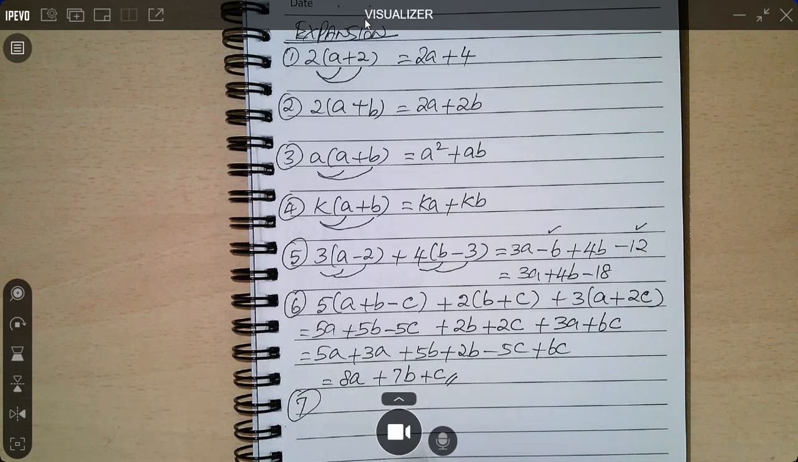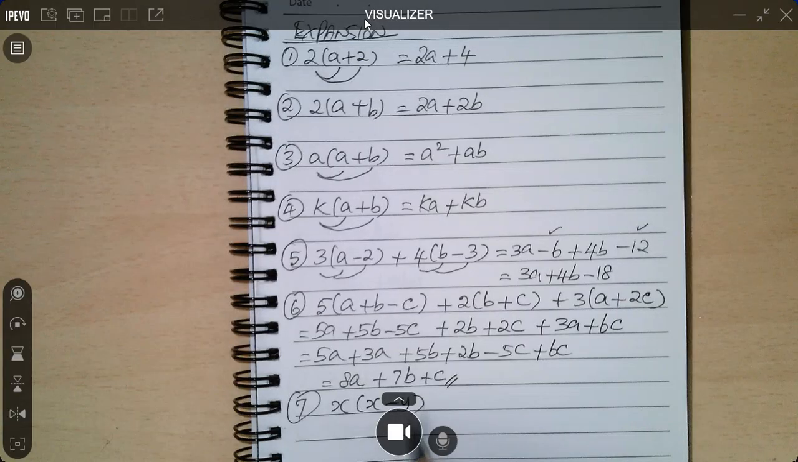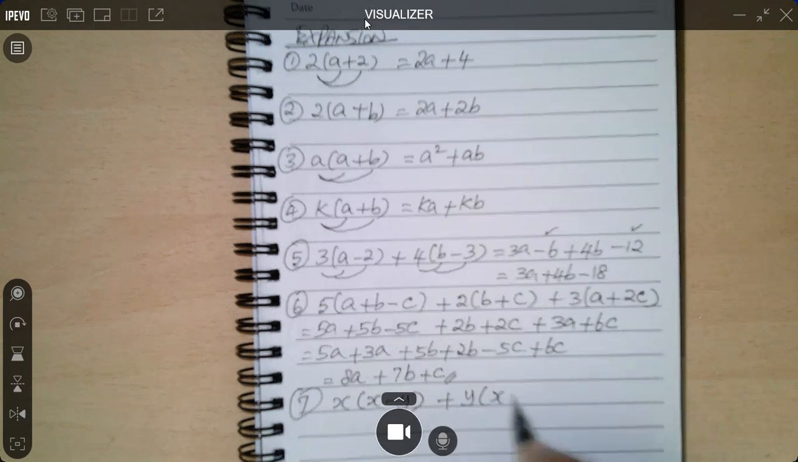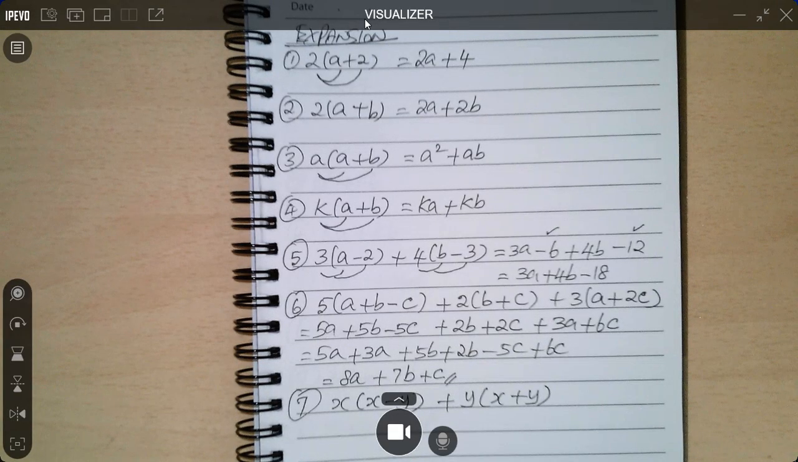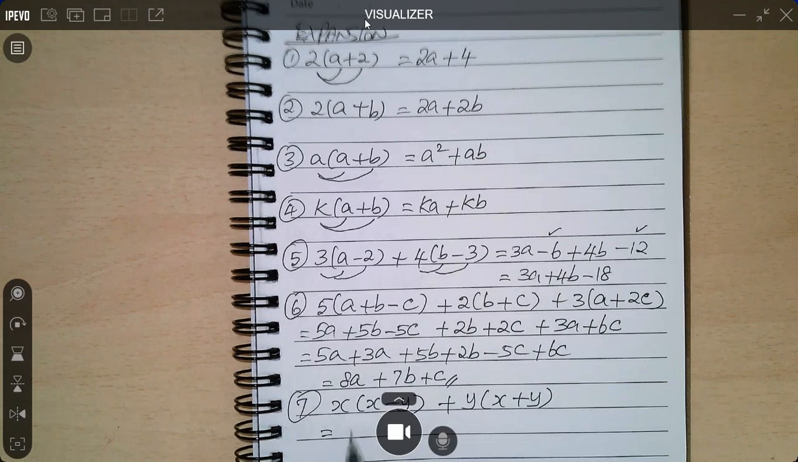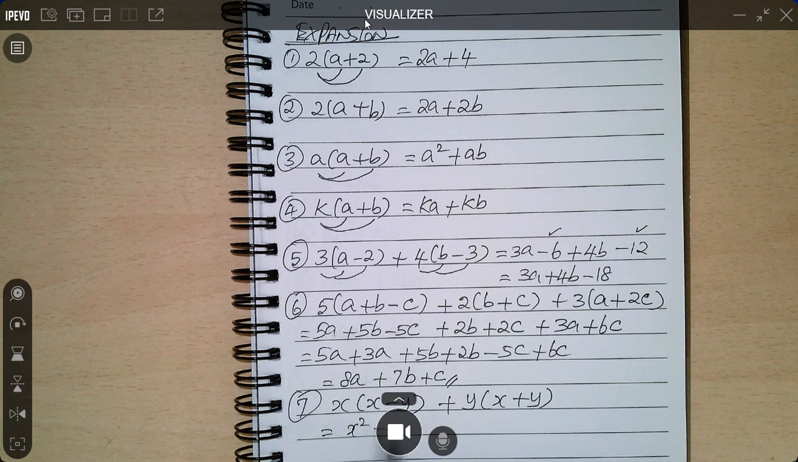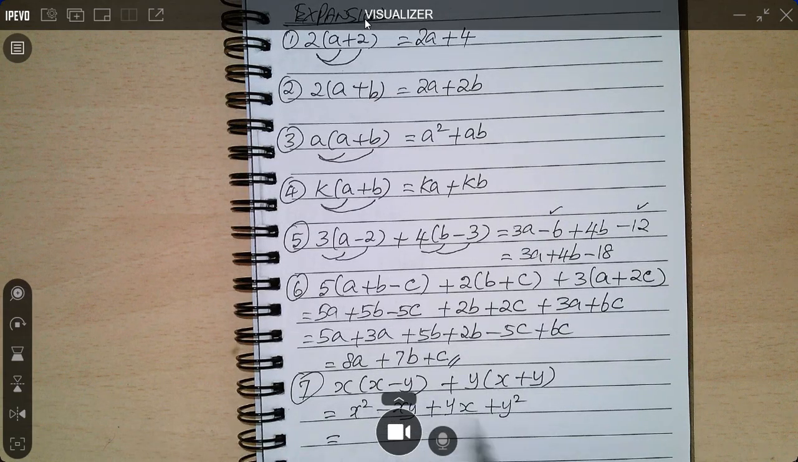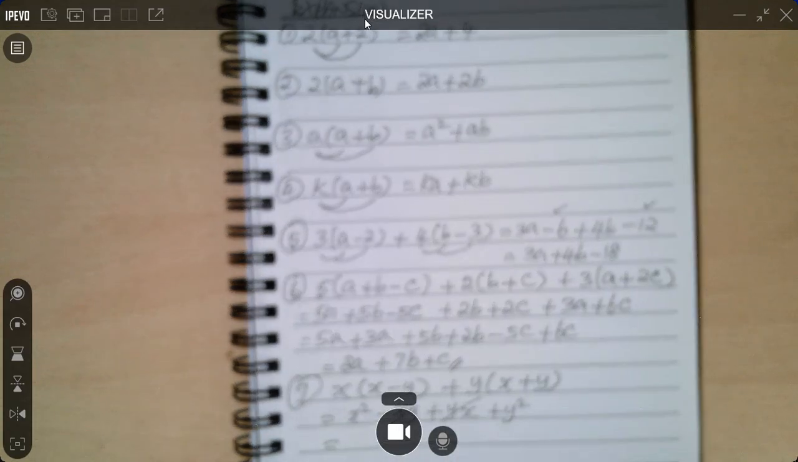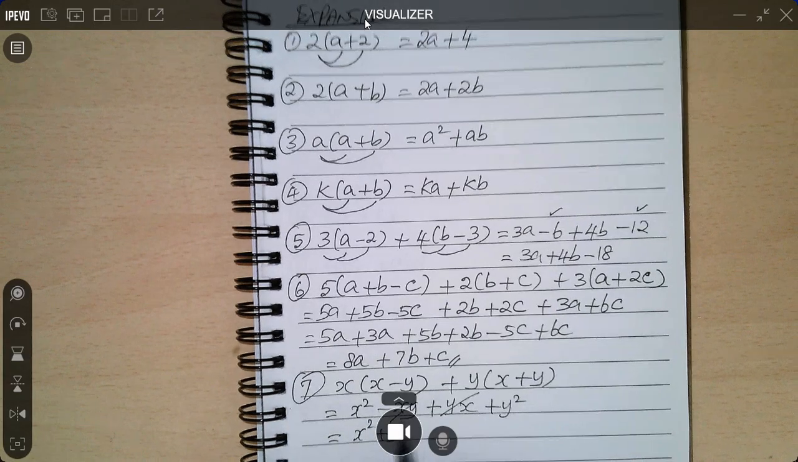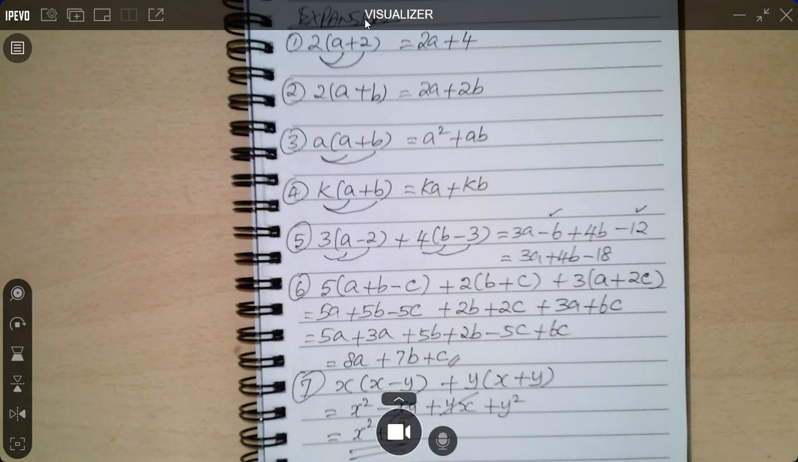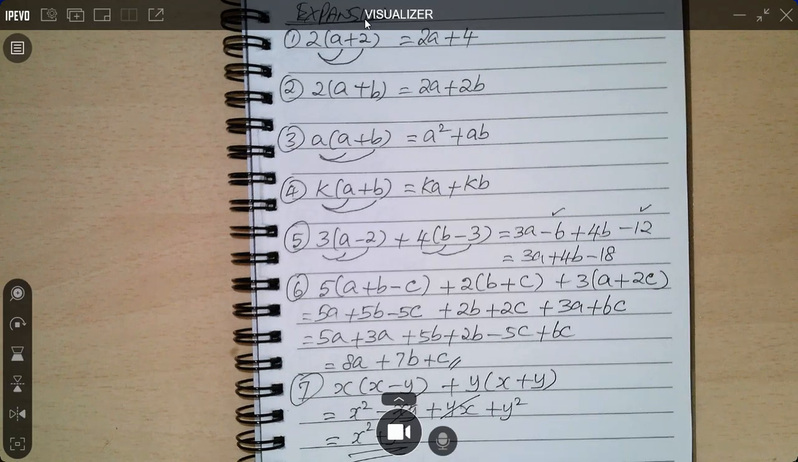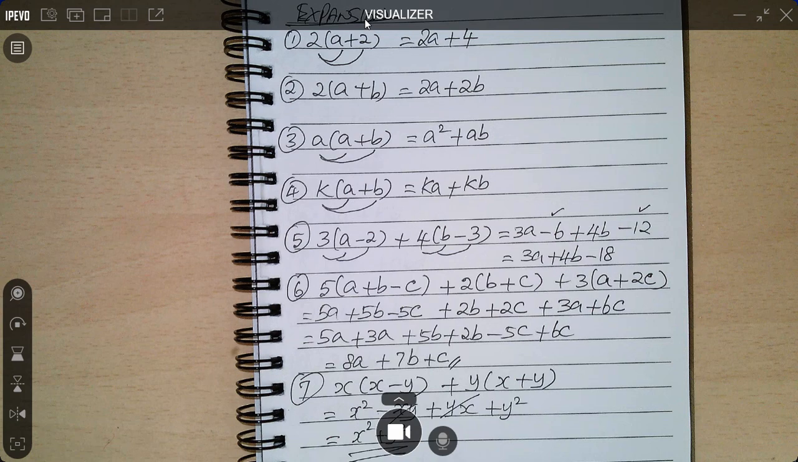Now let's take another expression: (x minus y) times (x plus y). Let's multiply this. x times x, x square. x times y, minus xy. y times x, yx. y times y, y square. xy and yx are the same, so they cancel each other. The final answer is x square plus y square. So when you expand inside the bracket, you need to multiply each and every term inside the bracket.